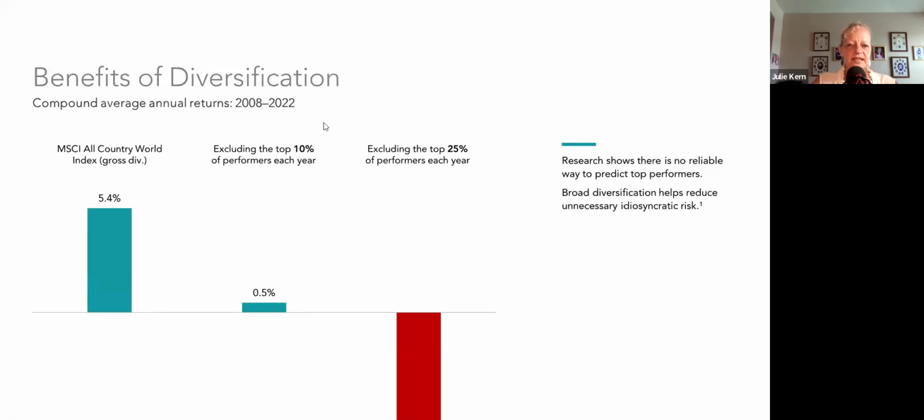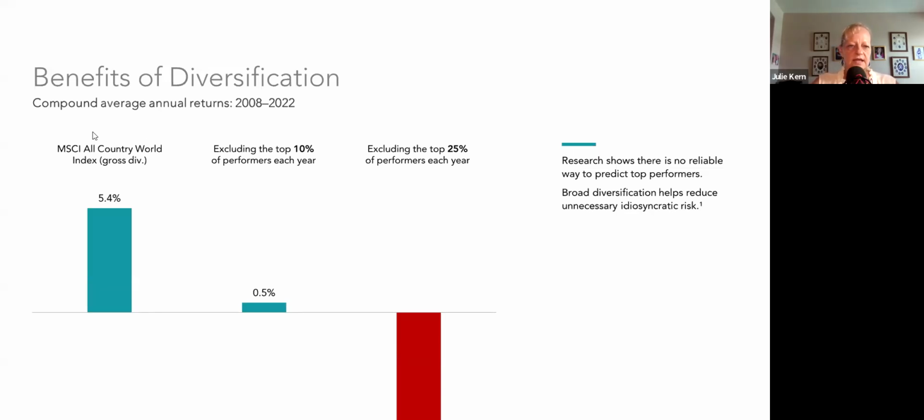Okay, and so this slide is showing the benefits of diversification. And the data goes from 2008 through 2022. And I believe this slide came from Dimensional Funds, which is our mutual fund company. And I believe the reason they chose 2008 is because that is the beginning of the last very significant market downturn. So this would include what they call the financial crisis of 2008, 2009.